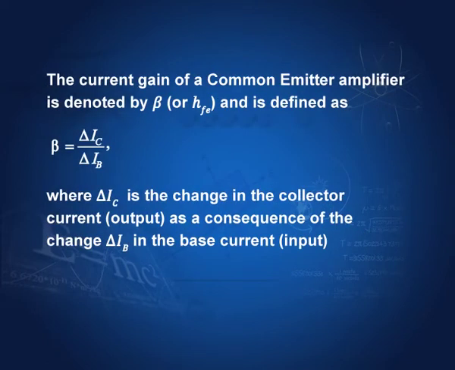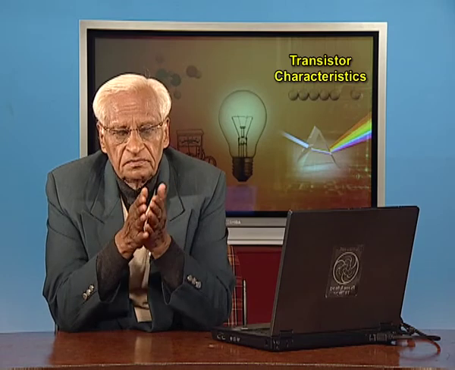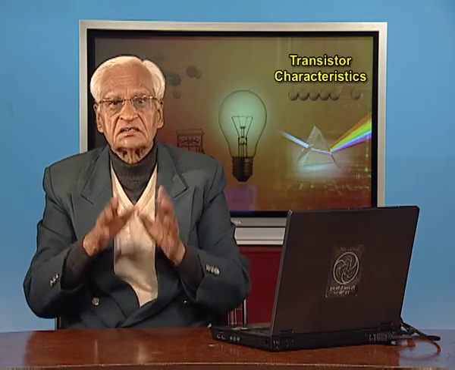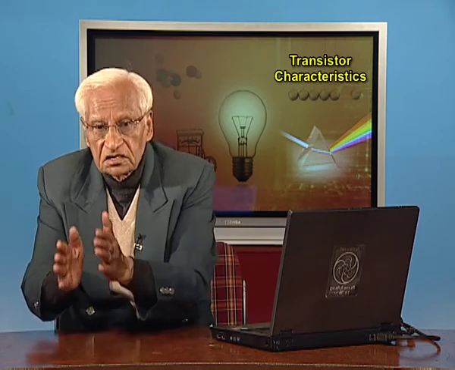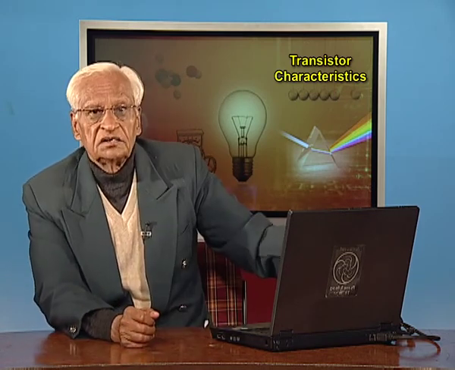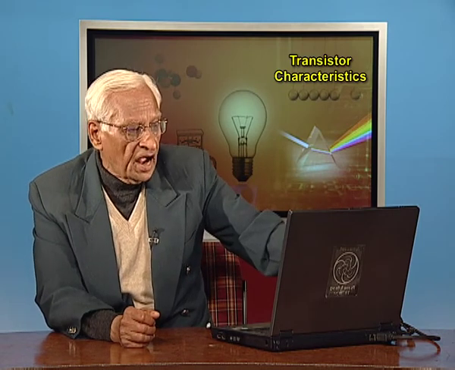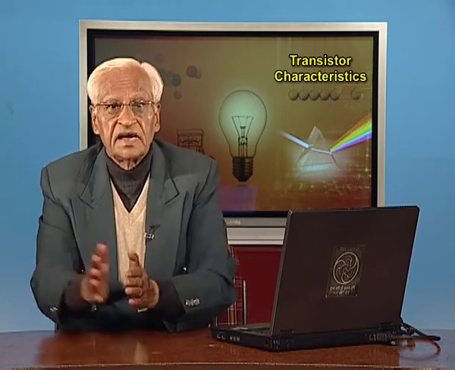The current gain is defined as delta IC by delta IB: the change in the output current to the change in the input current. A transistor is usually designed to have a high beta value. Beta is delta IC by delta IB, and as I have said several times, all these transistors are designed for a certain function, for a certain purpose. So the transistors are designed so that they have a high beta value.